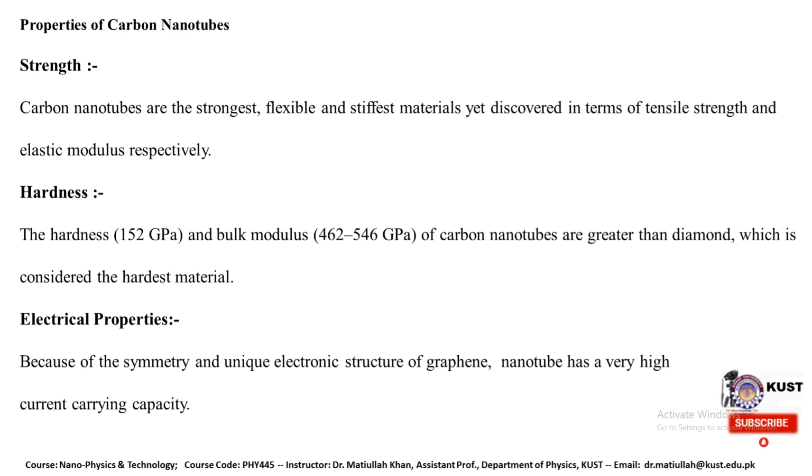If we look at the hardness of this material and compare it with some conventional materials, the bulk hardness is 152 gigapascal, and its bulk modulus is around 462 to 546 GPa for carbon nanotubes. That is actually greater than diamond's, which is considered the hardest material. If you look at the electrical property, because of its application in electrical appliances, because of the symmetry and unique electronic structure of graphene, the nanotube has a very high current carrying capacity.